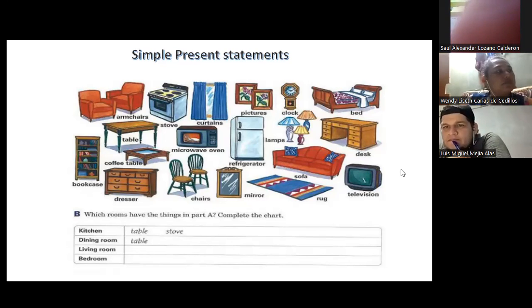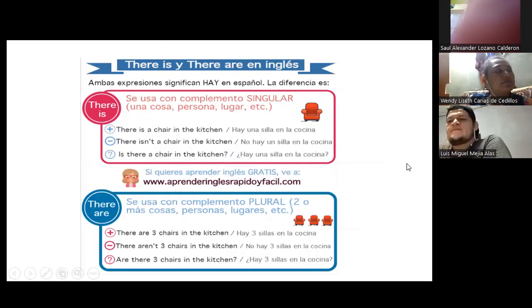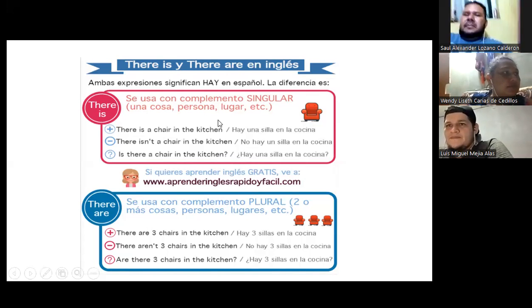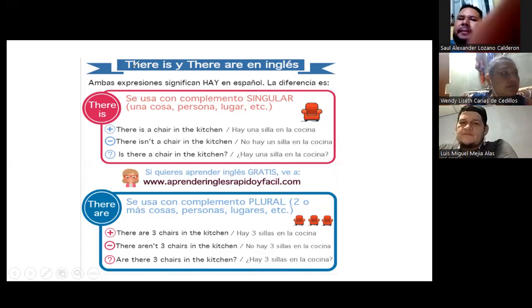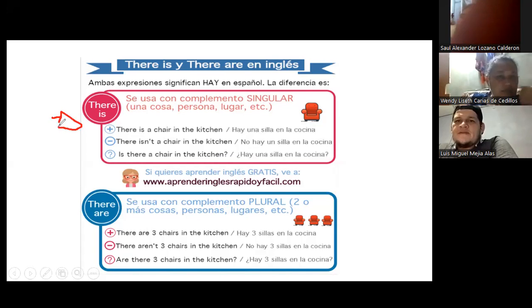Okay, let's continue with the next topic. We're going to study the use of there is and there are in English. Entonces tenemos la siguiente estructura. Le vamos a pedir a Luis Miguel que nos ayude a leernos la indicación acerca de there is. ¿Para qué nos sirve el there is? Okay, Luis Miguel.